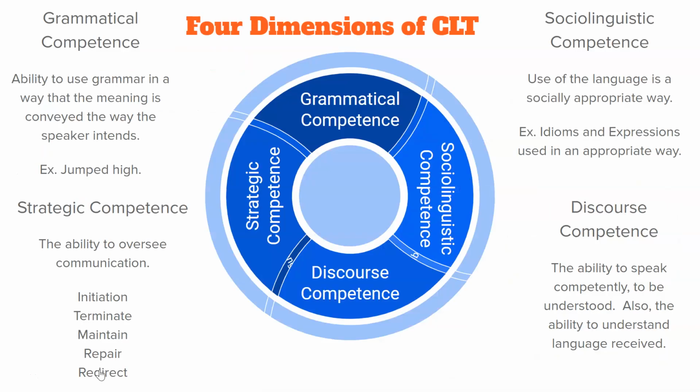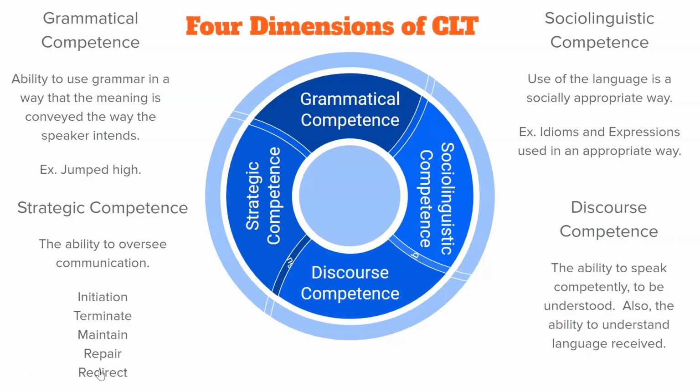Okay, so there are four dimensions or components of CLT. The first one that I'm going to start with is the sociolinguistic competence, and that's the ability to use language in a socially appropriate way, being able to access idioms and nuances in a way that other speakers can understand. The second one is discourse competence, and that is the ability to speak competently to be understood, and also to understand the language that you're receiving. So to be able to have input and output that's understandable.